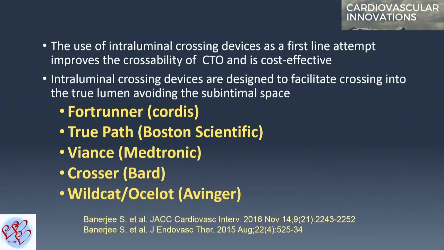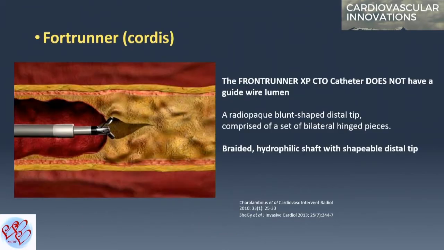Again, let's talk a little bit about the intraluminal crossing, which essentially is our first line of treatment. We use several devices. The Forerunner, the TruePath, the Viance crosser, and the Wildcat Ocelot are all systems that can be available. Let's go over those very briefly.